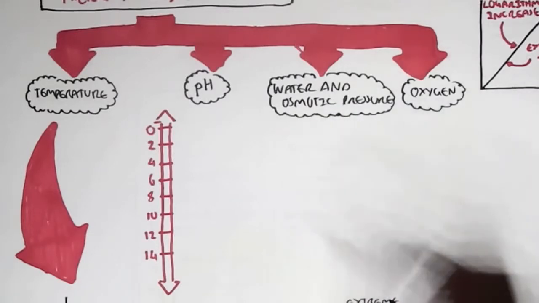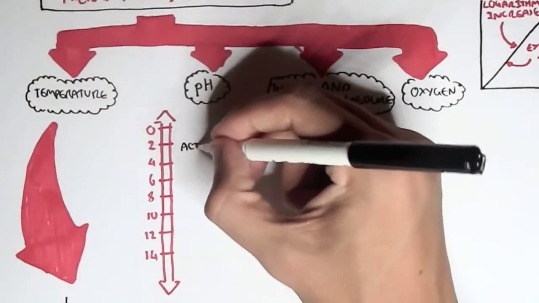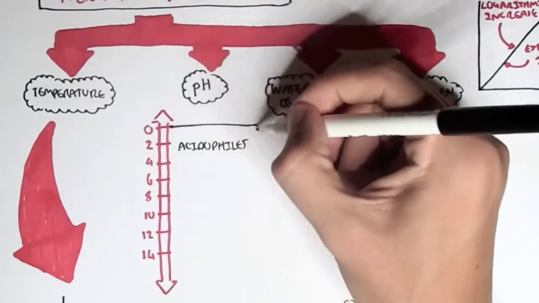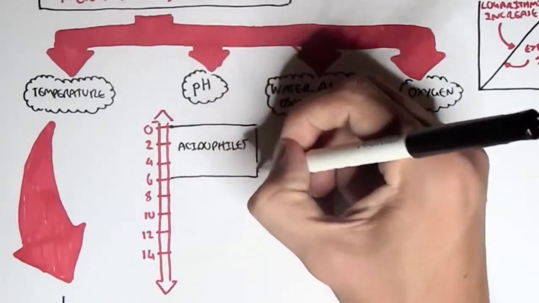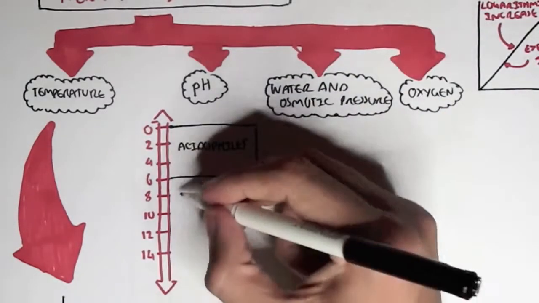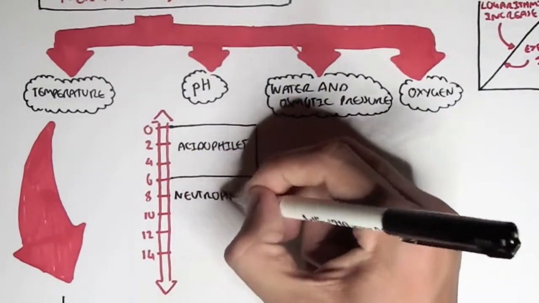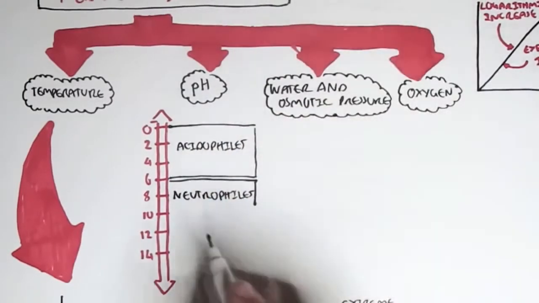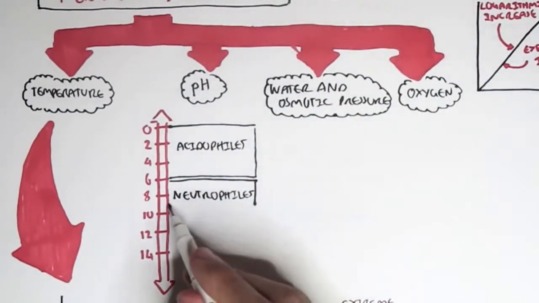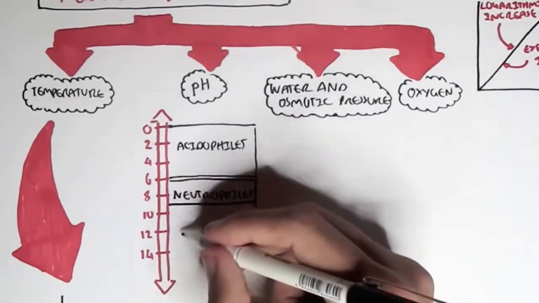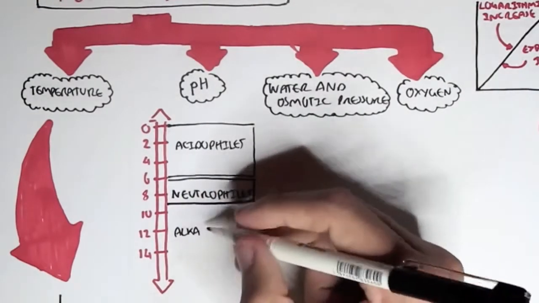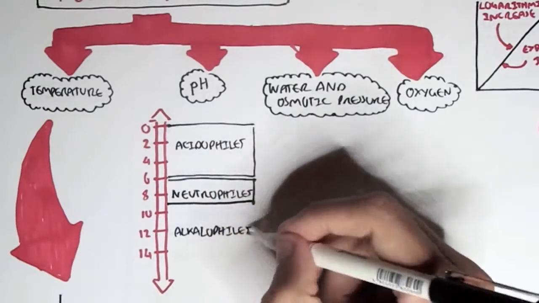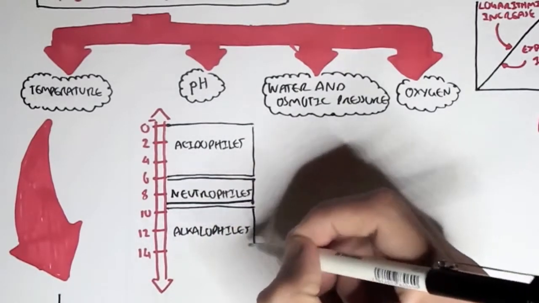Bacteria which grow best in pH between 0 and 6, which is more to the acidic side, are known as acidophils, meaning they love acids. Bacteria which grow optimally between a pH of 6 and 9, let's just say, are called neutrophils because they're neutral, and 7 is a neutral pH. Then we have bacteria which grow optimally under basic conditions, so a pH of 10 and over. They are known as alkalophiles.